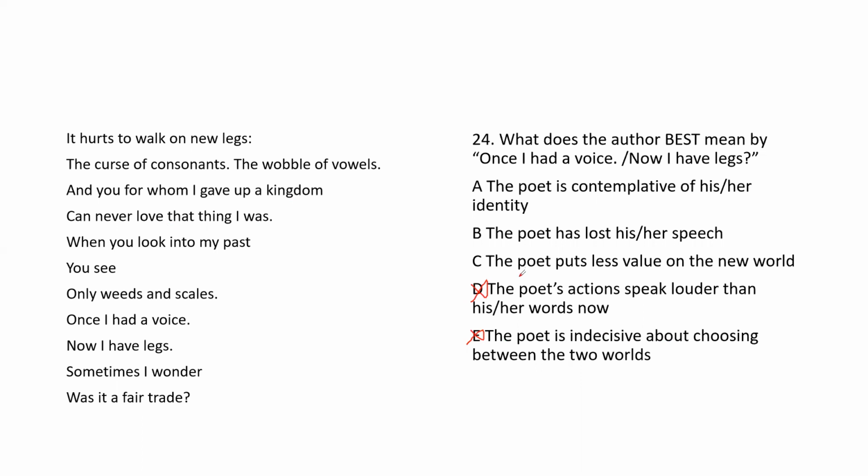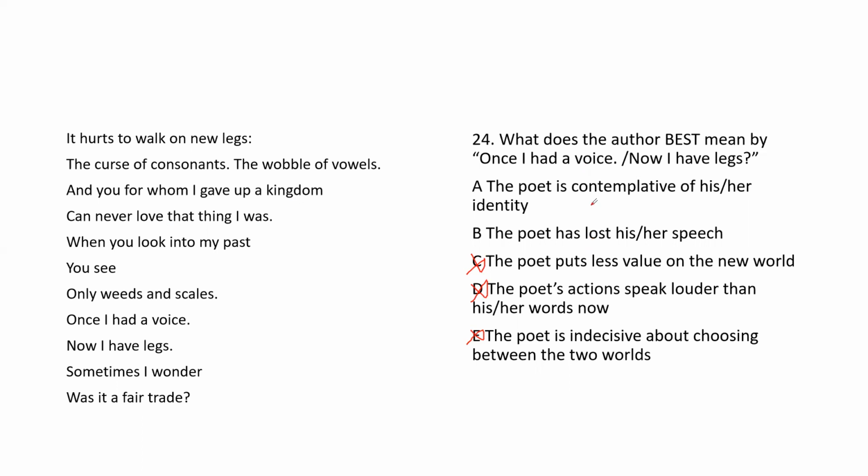Option C, the poet puts less value on the new world. It's not about having less value on the new world, rather, the author is discussing his problems or the pain that he's going through right now. So this also goes out. Option B, the poet has lost his or her speech. Sounds like correct because the first part says, once I had voice, but it has no context relating to the second part, now I have legs.